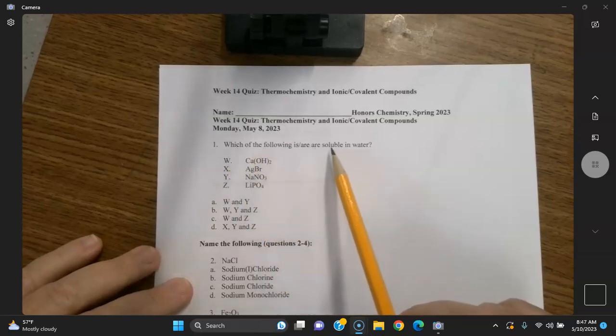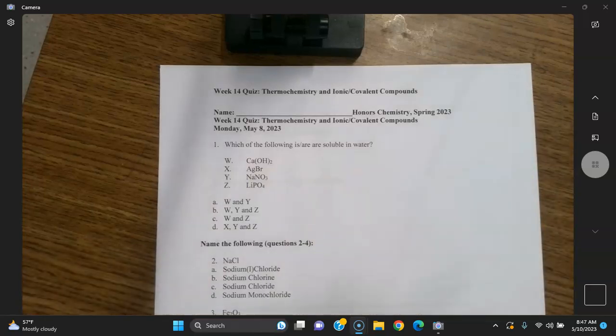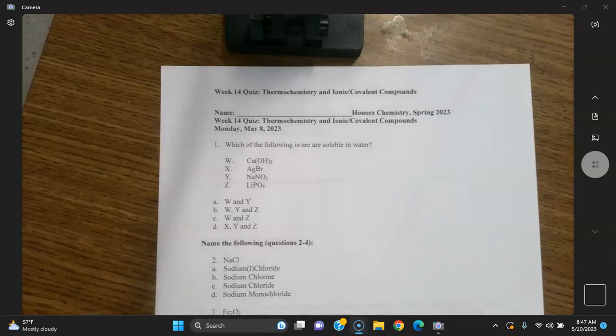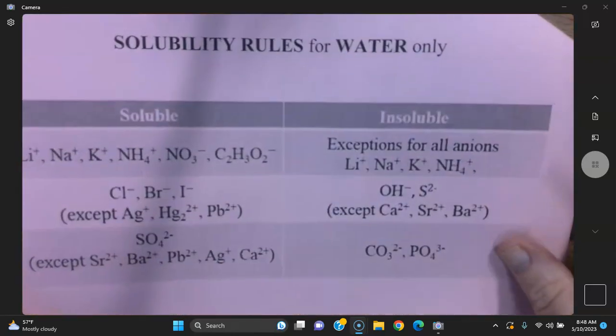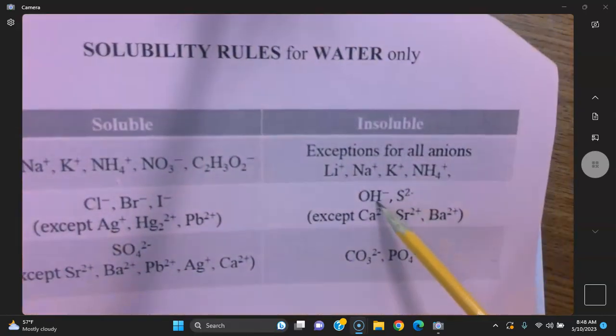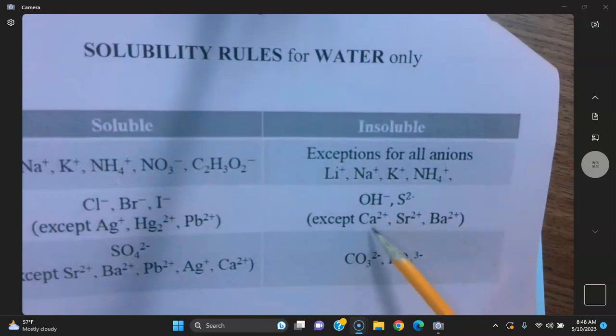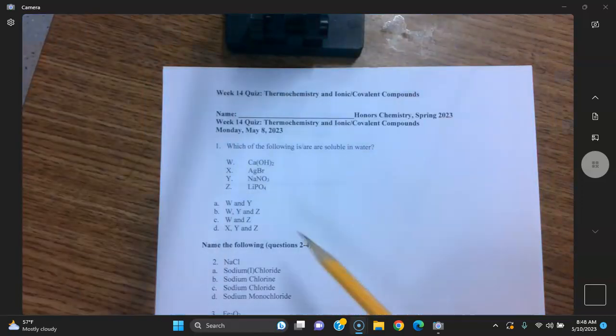Which of the following are soluble in water? So what you need to do is you had a copy of the solubility rules on the test. Okay, so here they are. So first one, calcium hydroxide. Hydroxide is insoluble with everything except 3 elements, and calcium is one of those, so that means it is soluble.